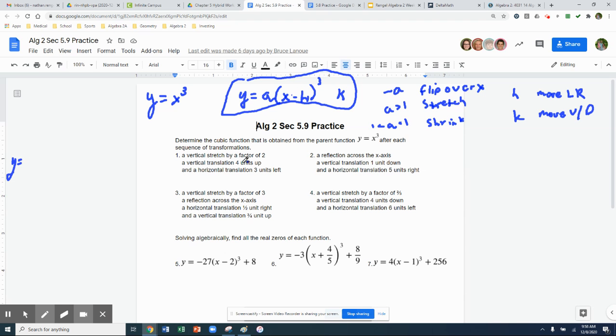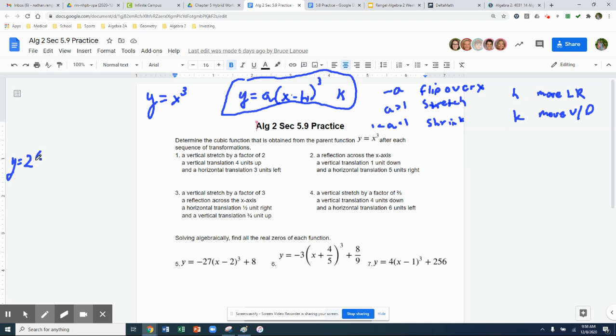So first it says a vertical stretch by a factor of 2. The stretch or compress flip is all going to be my a value. So that means that my a value is going to be 2. Next, it says a vertical translation of 4 units up. So up and down, that's going to be my k value. And then 3 units left, that's going to be my h value.